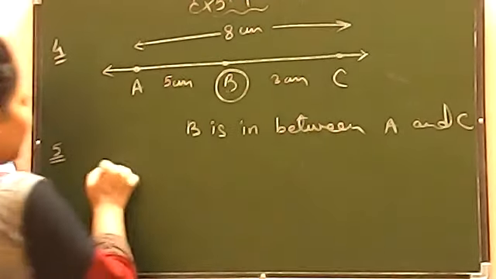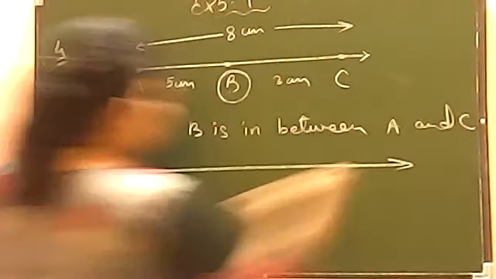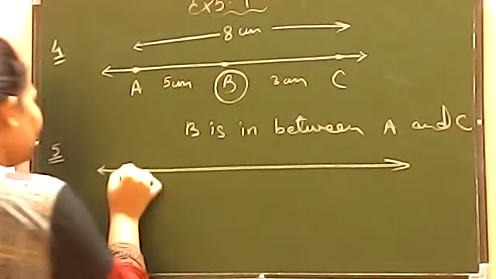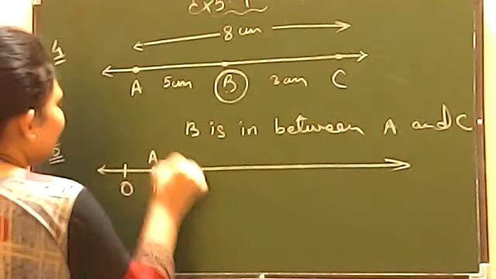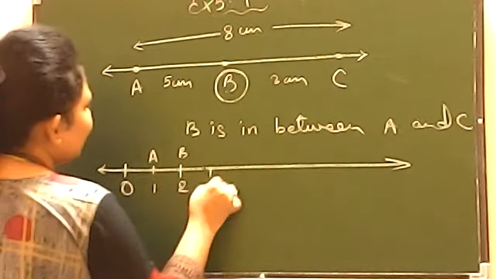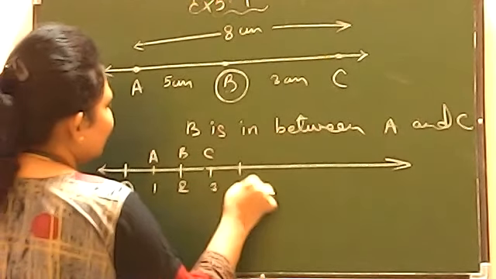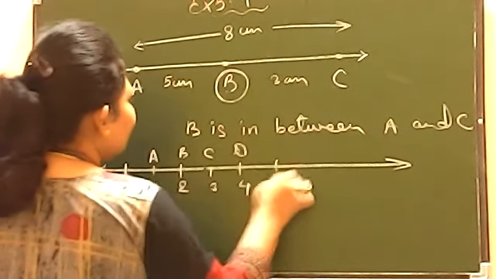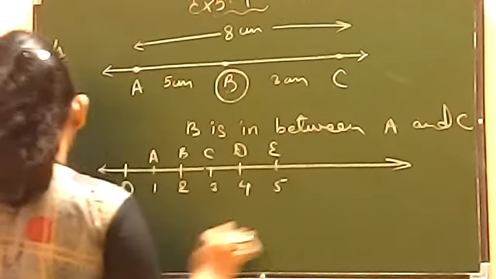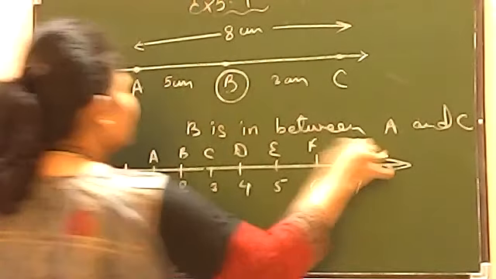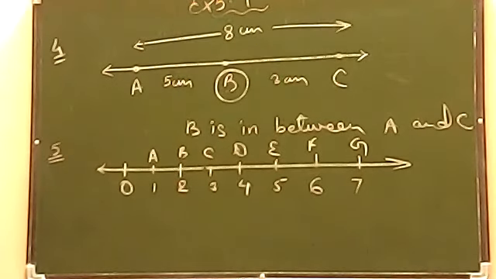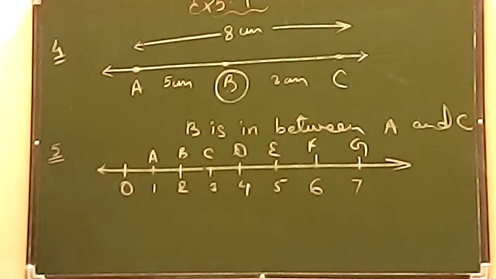I am drawing it here now. The diagram is of a line. Here we have a 0. This is now A as 1, then 2, then we have 3, then 4, then 5, then we have 6, and we have 7, F and G. Okay. Now it is telling here you have to tell whether D is the midpoint of AG or not.